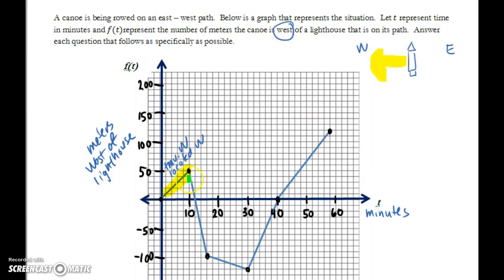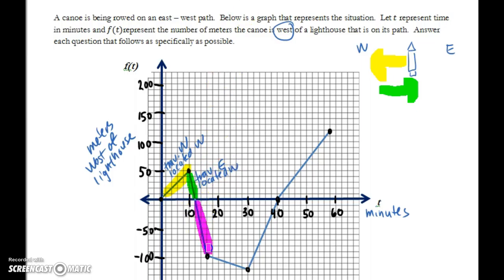Then if we look at the next piece here, what's the canoe doing? Well, the amount of meters west of the lighthouse is decreasing. So that means it's going back towards the lighthouse. When it hits the axis, it's actually at the lighthouse. So it's going back to the lighthouse now. And when it's going back to the lighthouse, that means it's traveling east. Now it's still on the west side of the lighthouse. It's just going in the eastward direction. So travel east, still located west. Okay, when it gets to the axis, it's at the lighthouse.